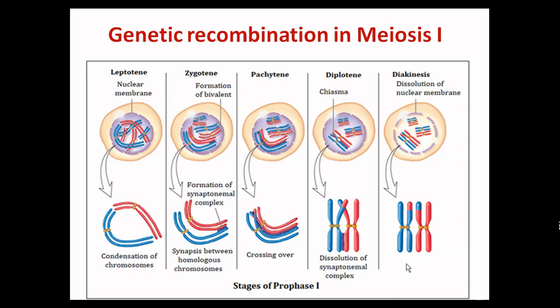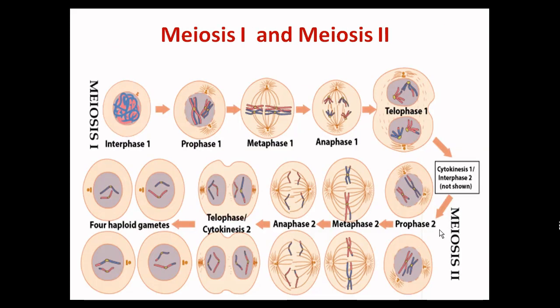Then after prophase 1 there is metaphase 1, in which the chromosomes are brought to the imaginary equator by the spindle fibers, and in anaphase 1 the complete chromosomes are moved towards their respective poles. Then in telophase 1 there is decondensation of the chromosomes and reappearance of the nuclear membrane.